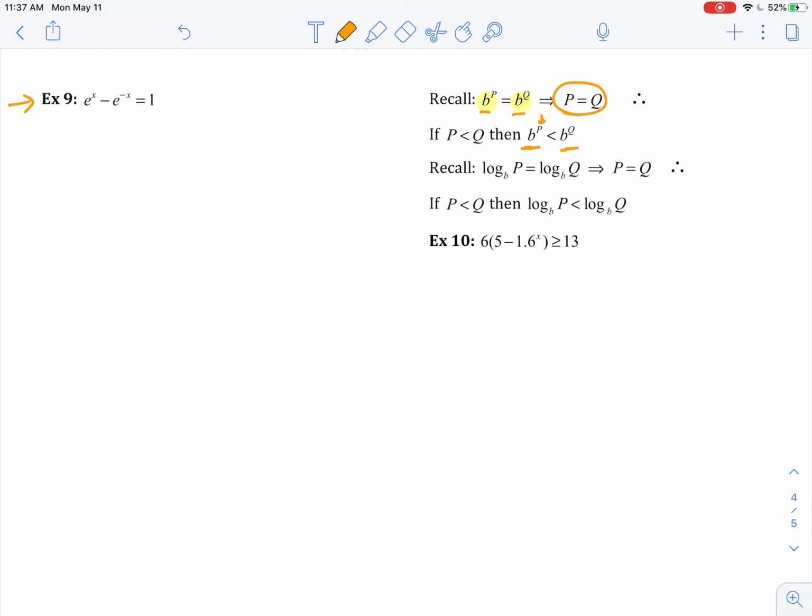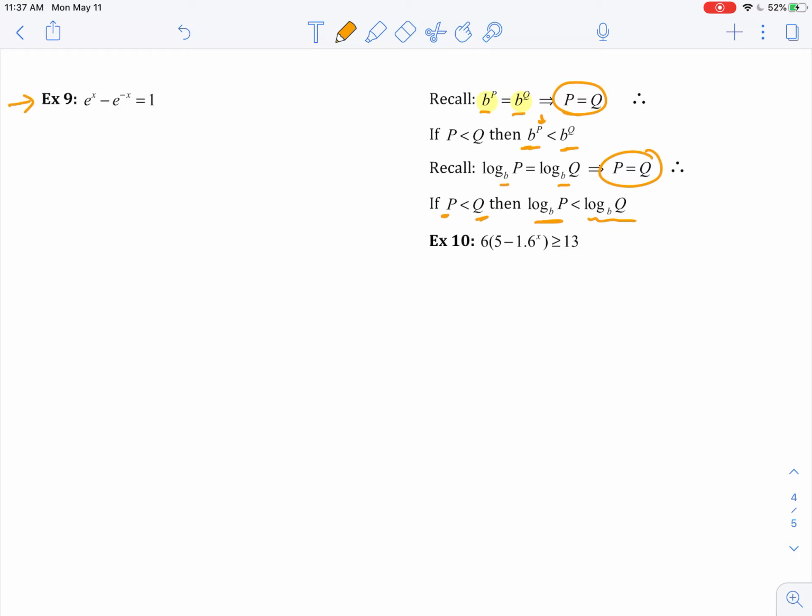Likewise, the same statement is true with our logs. We know if we had two log quantities equal to each other, both the same base, then those quantities would have to be equal to each other. Well, the same idea is true. If the p quantity is smaller than the q quantity, then the log of the p quantity has to be smaller than the log of the q quantity if they are the same bases.